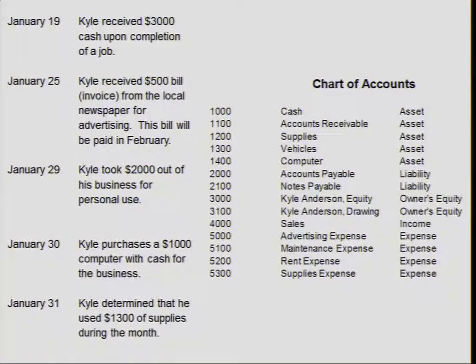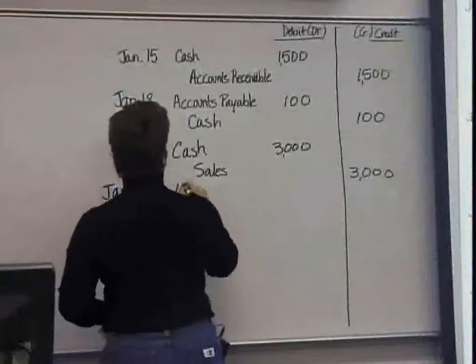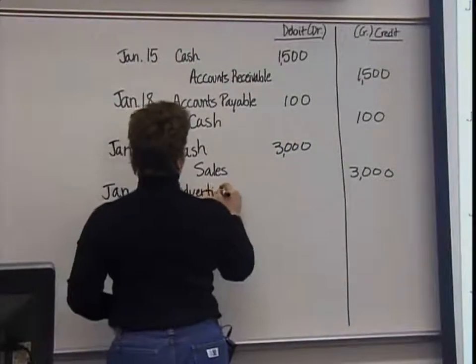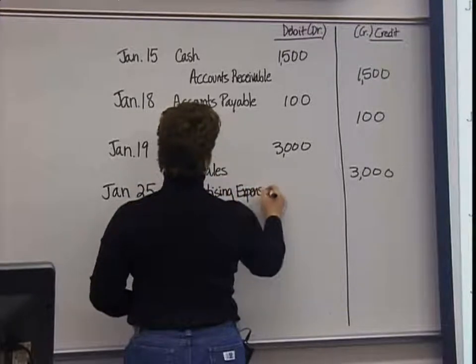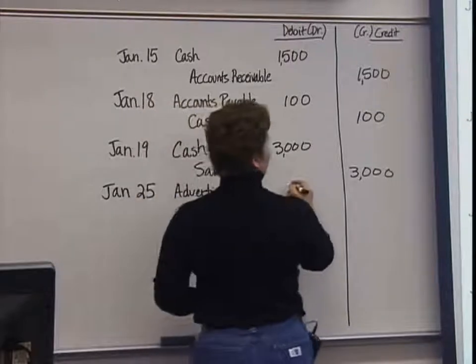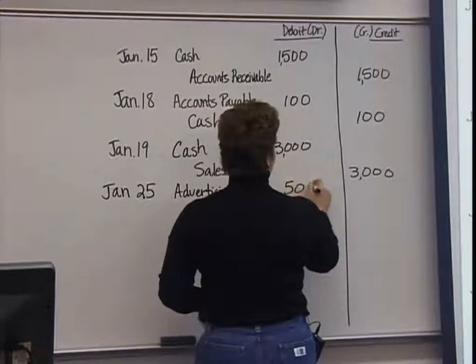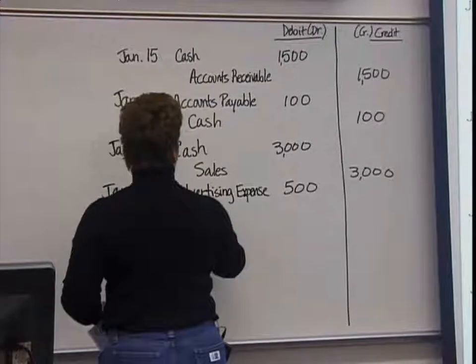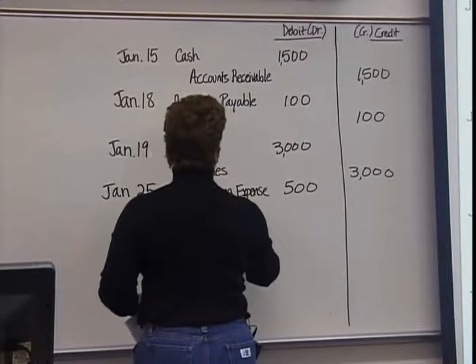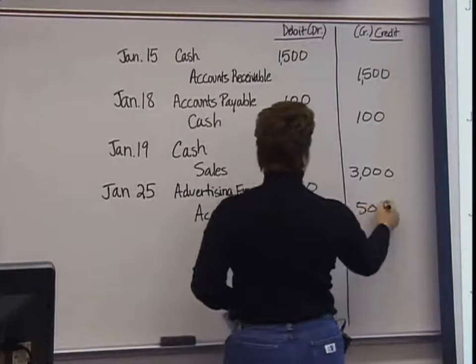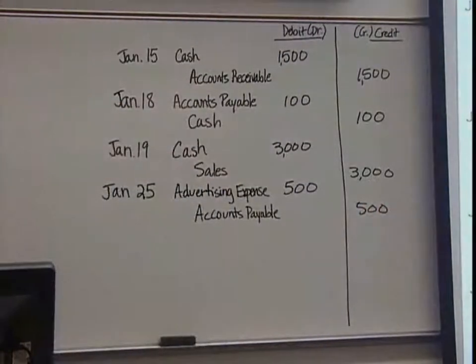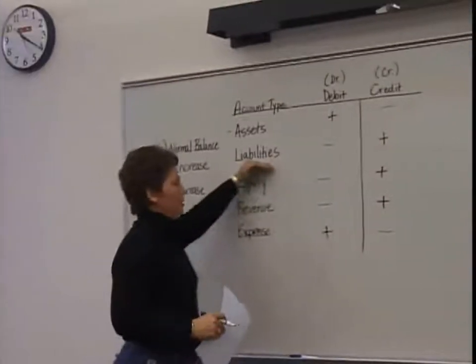So to record that, we will debit advertising expense, which has a normal debit balance, and to increase it, we will do that as well, for $500. And then we will credit accounts payable because we're not going to pay it until February for $500. So again, if we review the normal balance table, we increase our expenses and we also increased our liabilities.